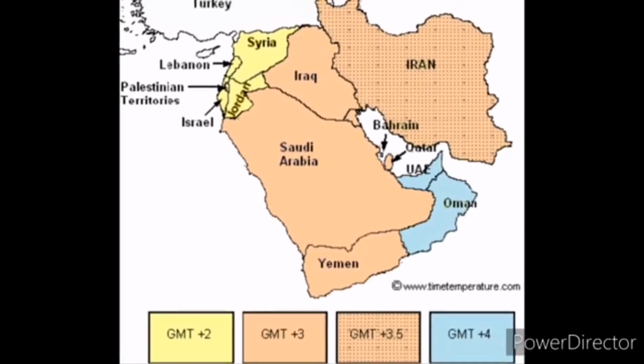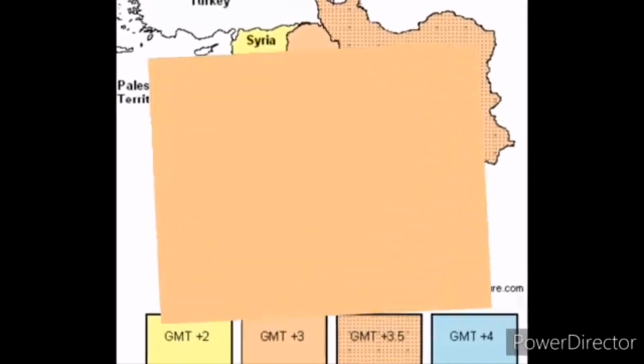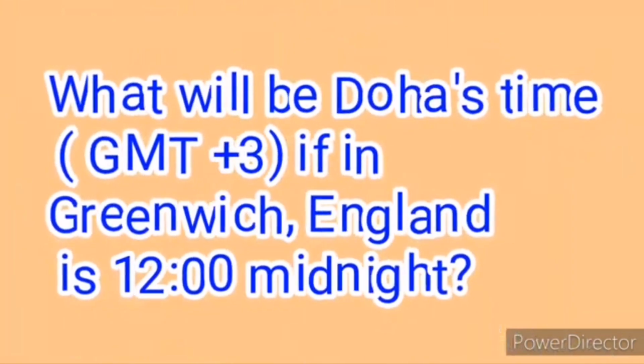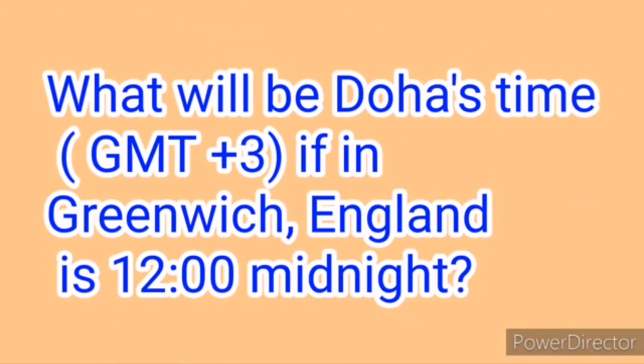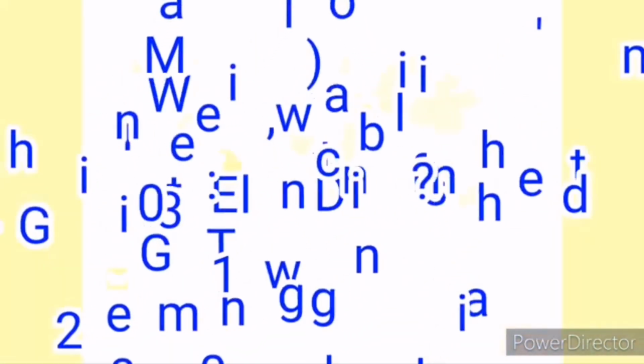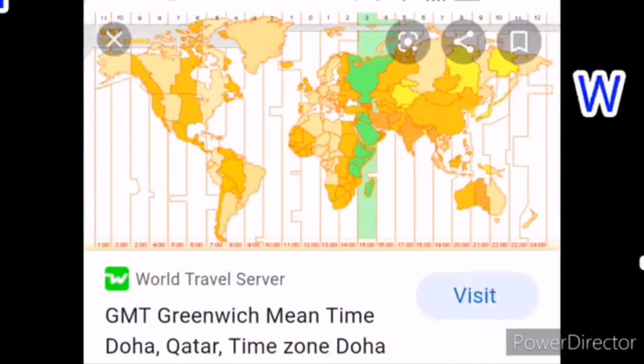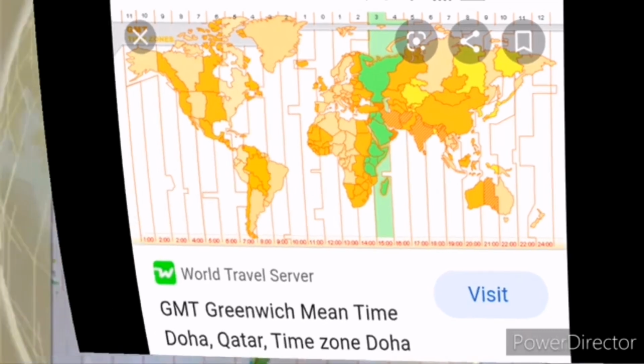So if you are living in Doha, which is inside GMT positive 3, which falls in the Arabian Standard Time, what will be your time if in Greenwich, England it is 12 midnight? Let's take a look. We have to find first how many degrees is GMT positive 3. Second, what time is GMT positive 3 if in Greenwich, England it is 12 midnight?